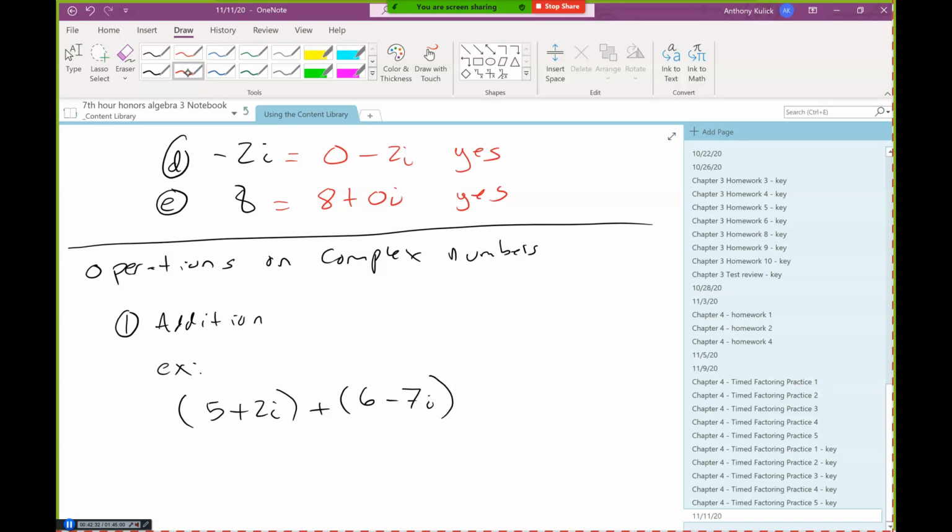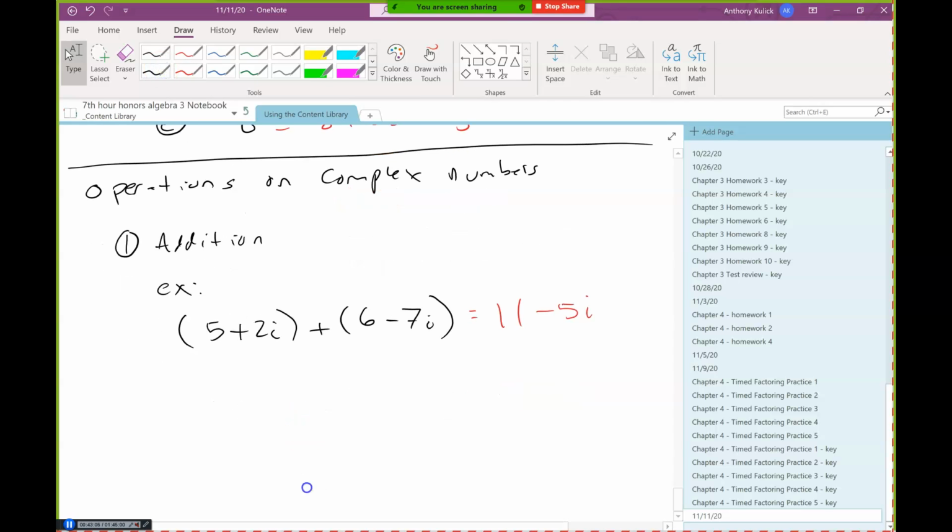So let's say we want to do 5 plus 2i plus 6 minus 7i, right? That's just a sum of two complex numbers. Everybody agree with that? So what are we going to do here? Well, we're basically just combining like terms. So we'll add the real parts together. 5 plus 6 is 11. And then we'll add the imaginary parts together. 2 plus a -7 is -5i. Everybody okay with that idea? That works exactly as we'd hope it would, right? Nice and simple.